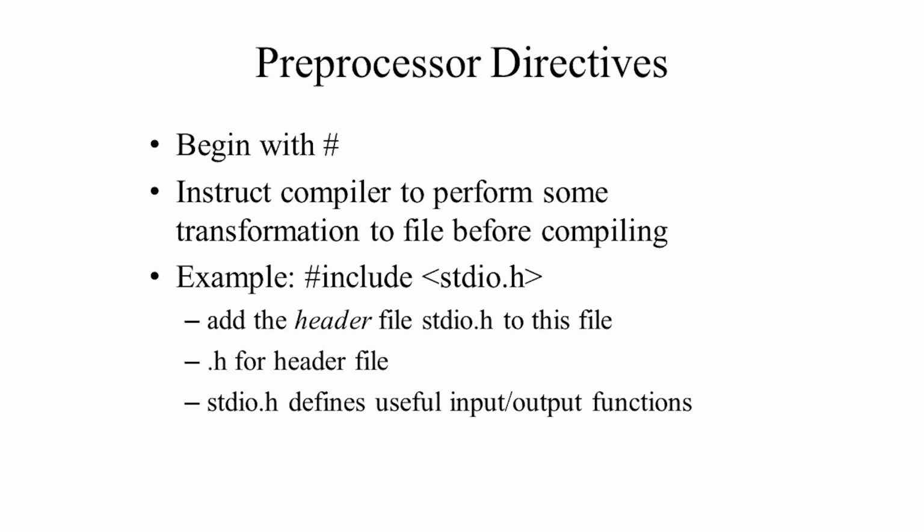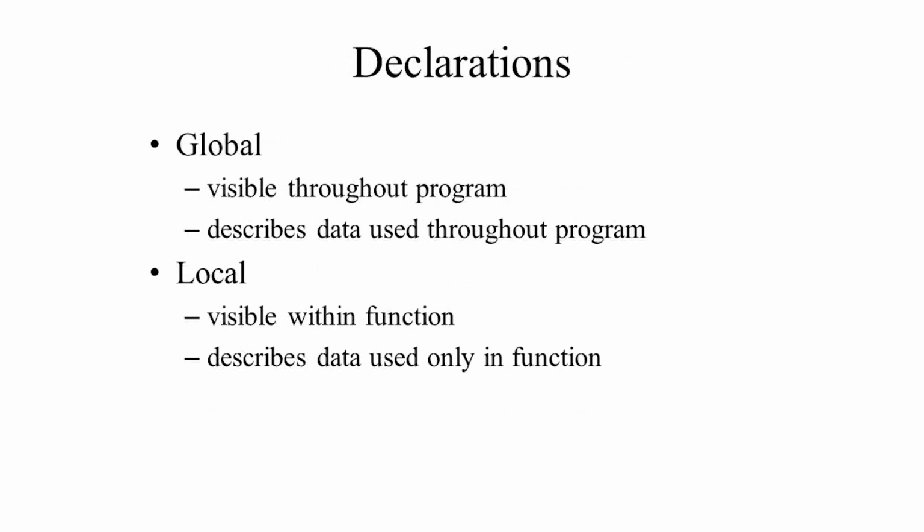Okay, so next you have a certain set of declarations. When a variable is declared as global, that particular variable is visible throughout the program. That means throughout the program, the variable which is defined as global can be used. It does not have any limitation. Anywhere in the program, a variable declared as global can be used. It describes the data used throughout the program.